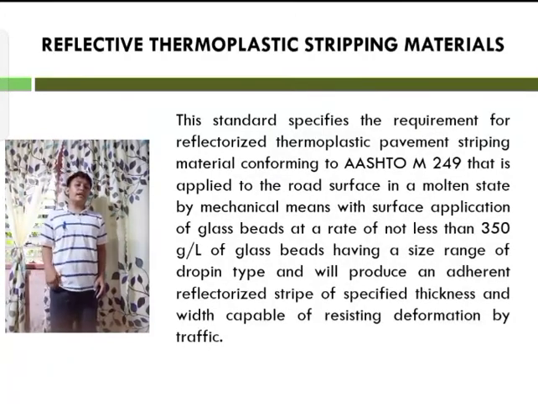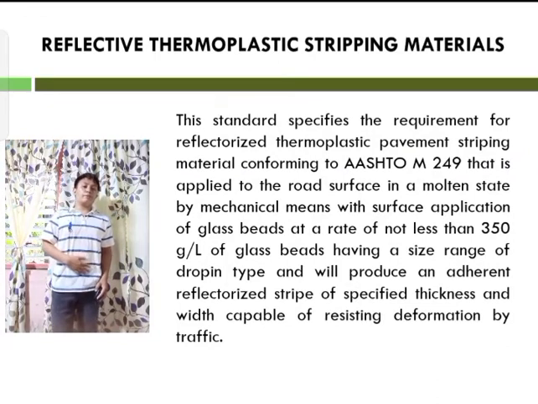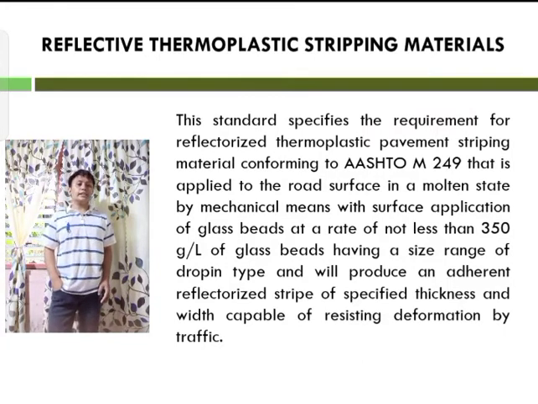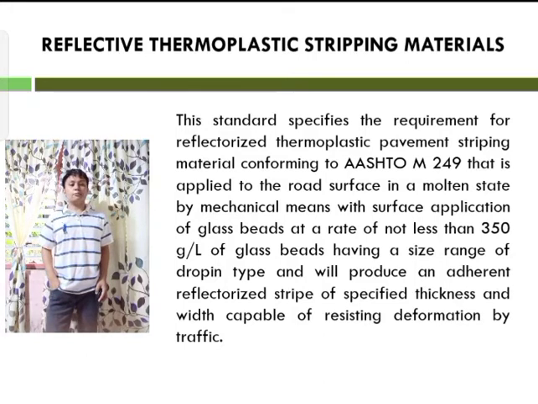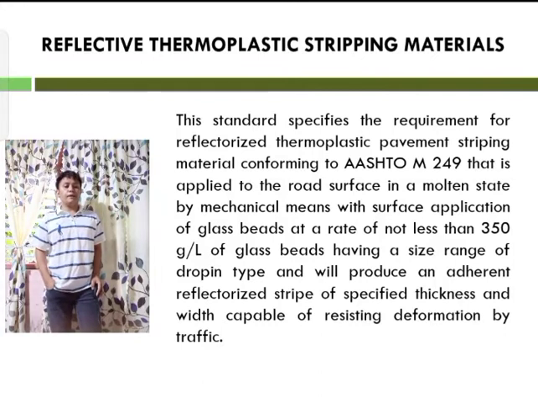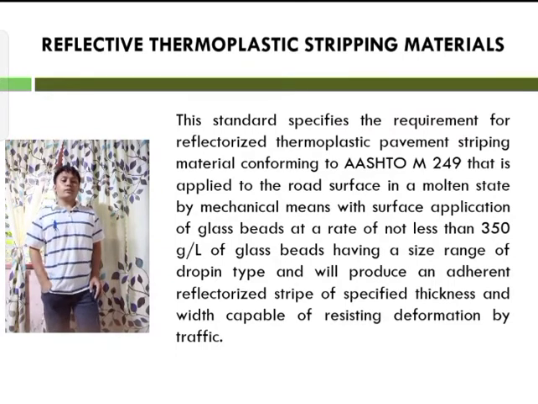Now we have the last item for my report. This is the reflective thermoplastic stripping materials, item 612. As described in the Blue Book, this standard specifies the requirement for reflectorized thermoplastic pavement stripping material conforming to AASHTO M249 that is applied to the road surface in a molten state by mechanical means with surface application of glass beads at a rate of not less than 300 grams per liter of glass beads having a size range of drop-in type, and will produce an adherent reflectorized stripe of specified thickness and width capable of resisting deformation by traffic.